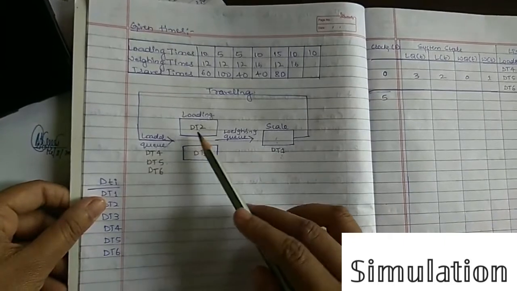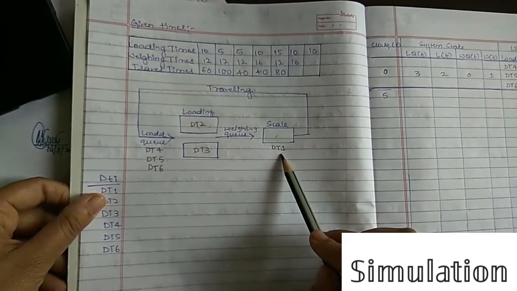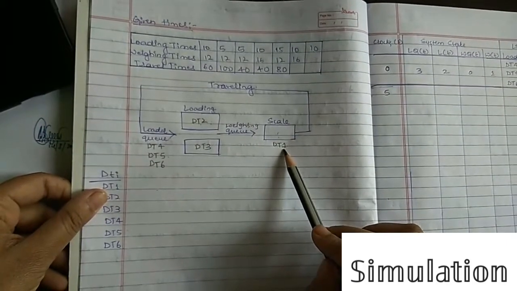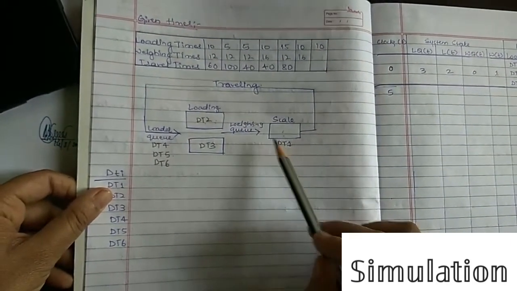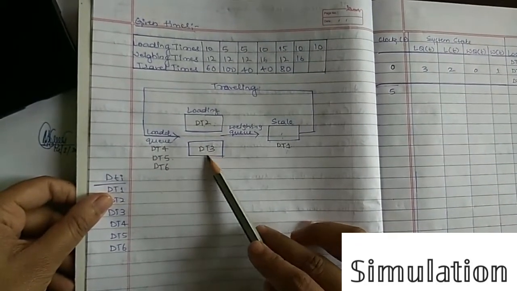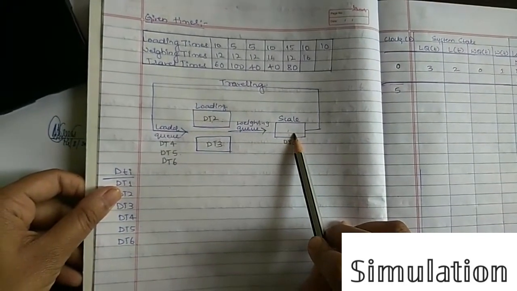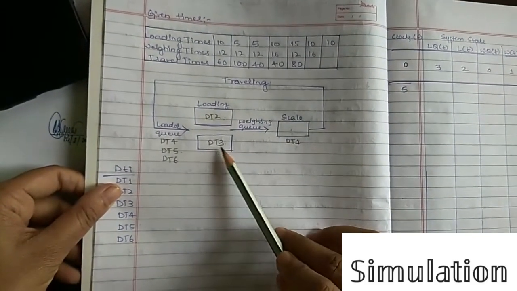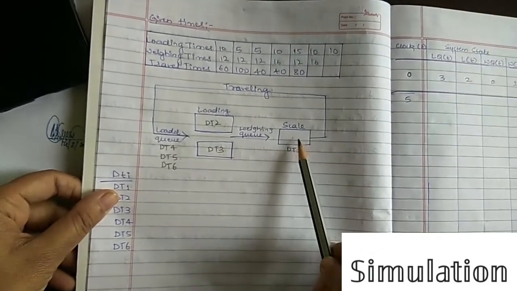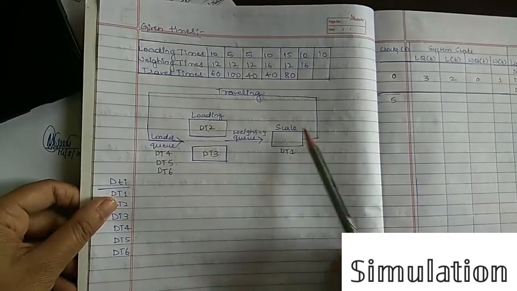Next, DT2 will come. It will start loading, but it cannot go further because the scale is already occupied by DT1, so it will wait there. Next, DT3 will come. There are 2 loading modules and only 1 scale, that is only 1 weighing machine, so DT3 also will wait because there is no free scale. So this is the initial scenario.